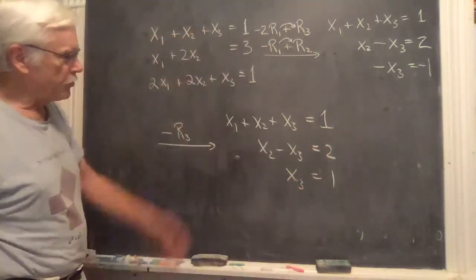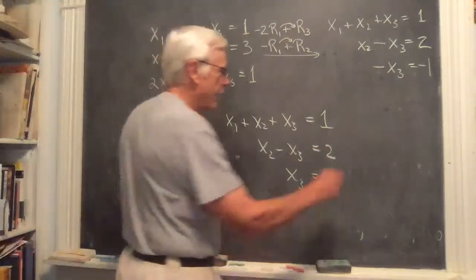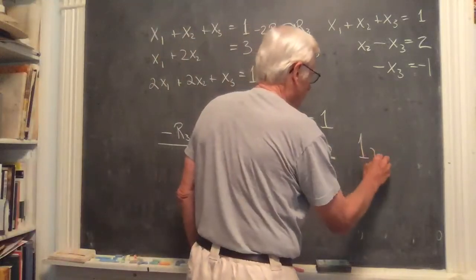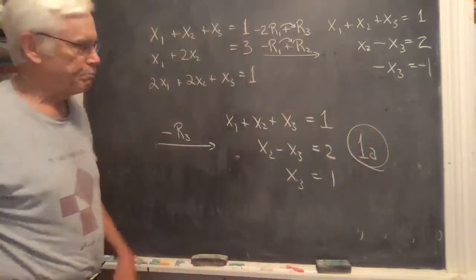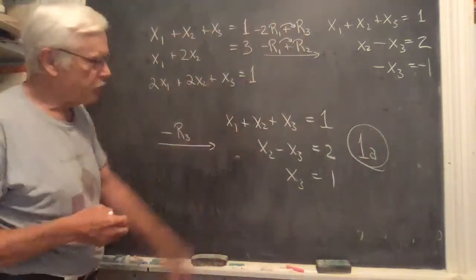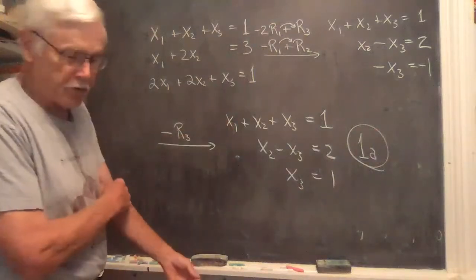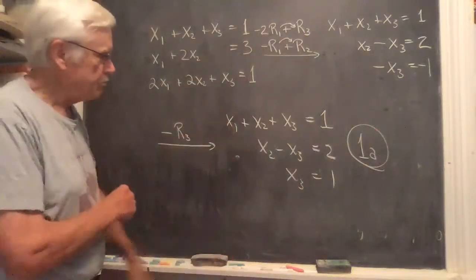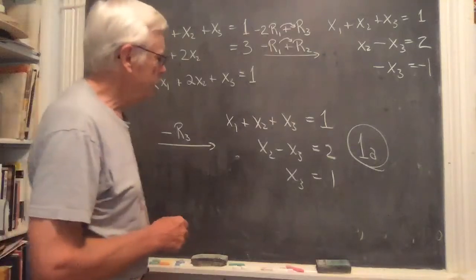So this is the solution. This is the triangular reduction. And this is exactly problem 1A of the worksheet from Monday. So now that we get this, we can get the entire solution. There is a unique solution to this, and we found it in the last one.